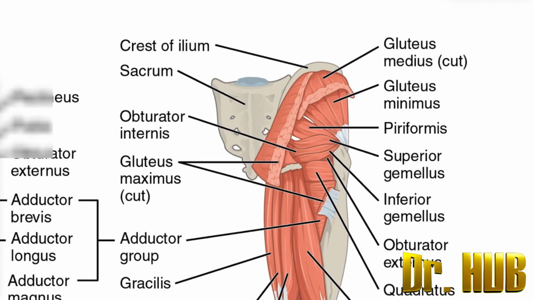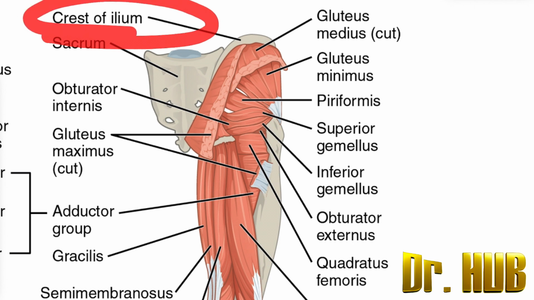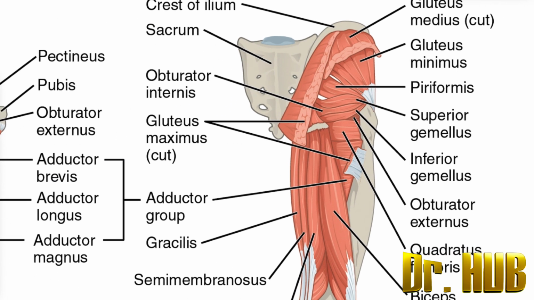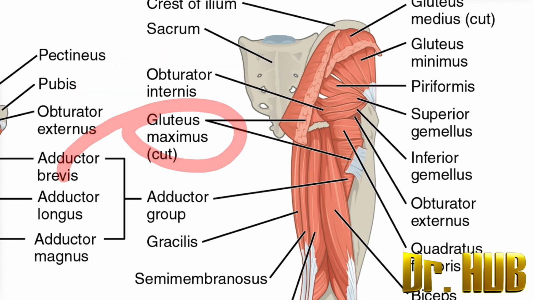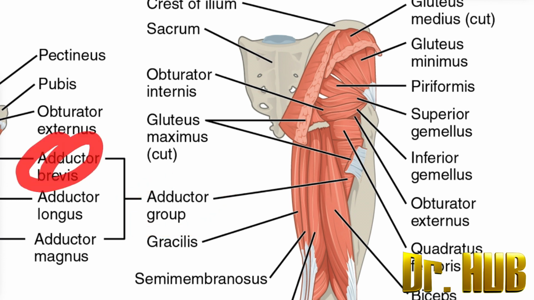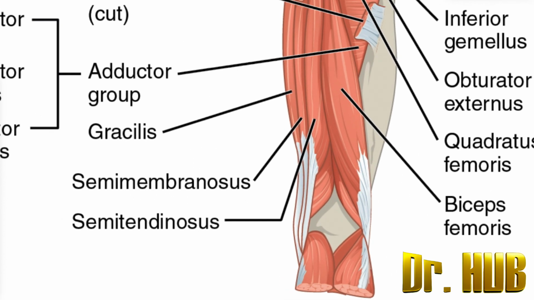So what do they include? Let's look at the bony locations. There is the crest of the ilium. There is the sacrum. Other than that, let's look at the muscles now. There is the obturator internus. There is a gluteus maximus, that is cut. Then there is the adductor group, that includes the brevis, longus and the magnus. Then comes the gracilis. There is the semimembranosus as well as the semitendinosus.